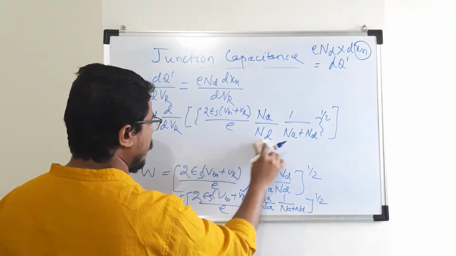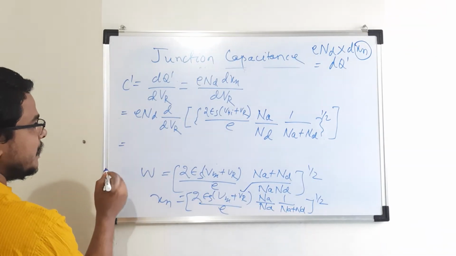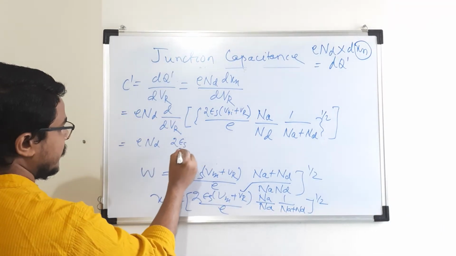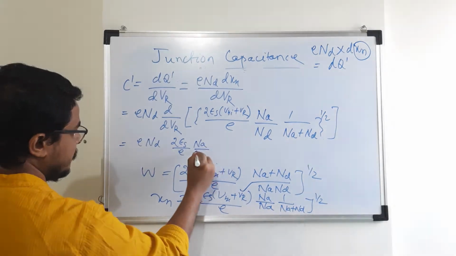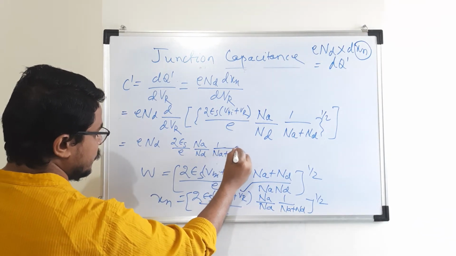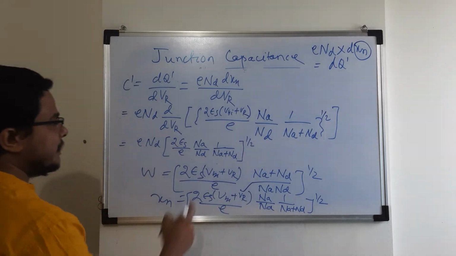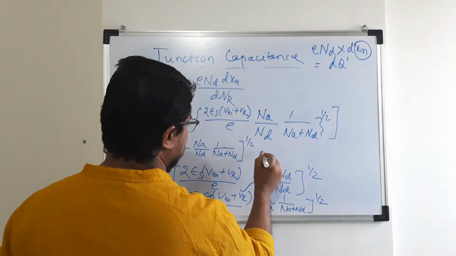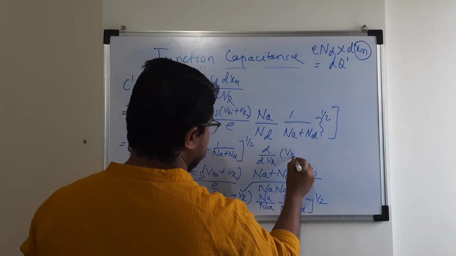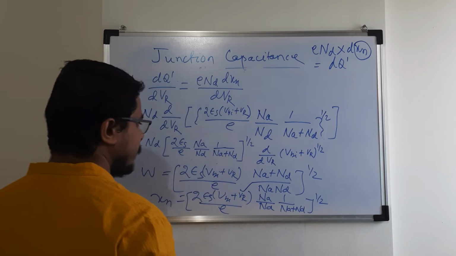Simply, all the constant terms can be taken outside. You have e and Nd over here. Then you have 2 epsilon s divided by e, Na by Nd, then 1 by (Na plus Nd) to the power 1 by 2. This whole thing is constant and can be taken outside. The only variable is Vbi plus VR. So we have d by dVR of (Vbi plus VR) to the power 1 by 2.